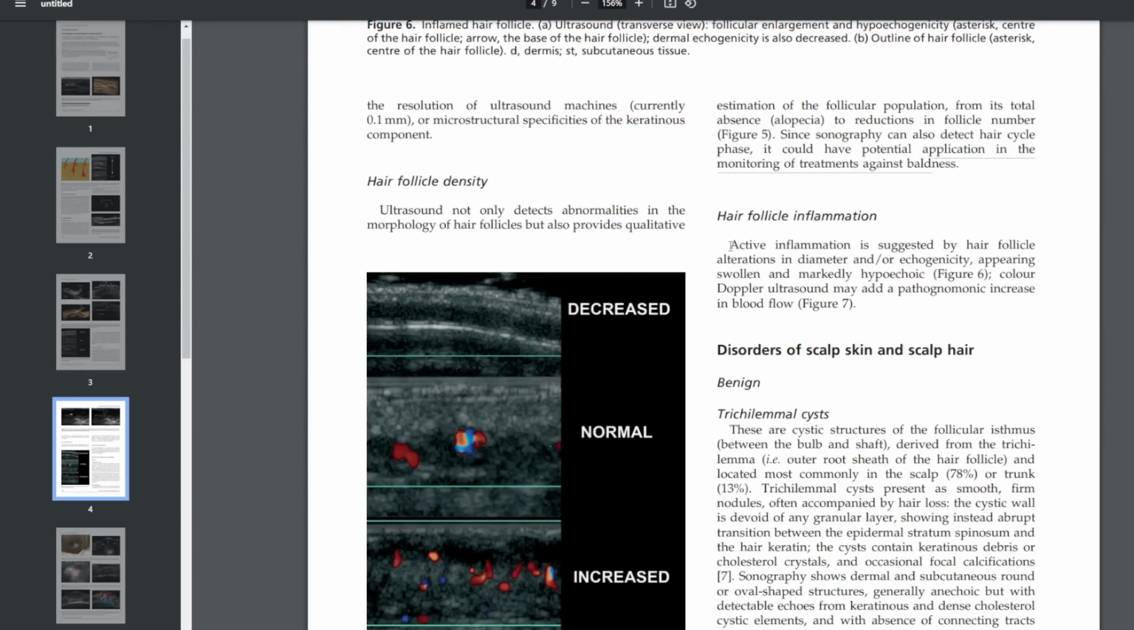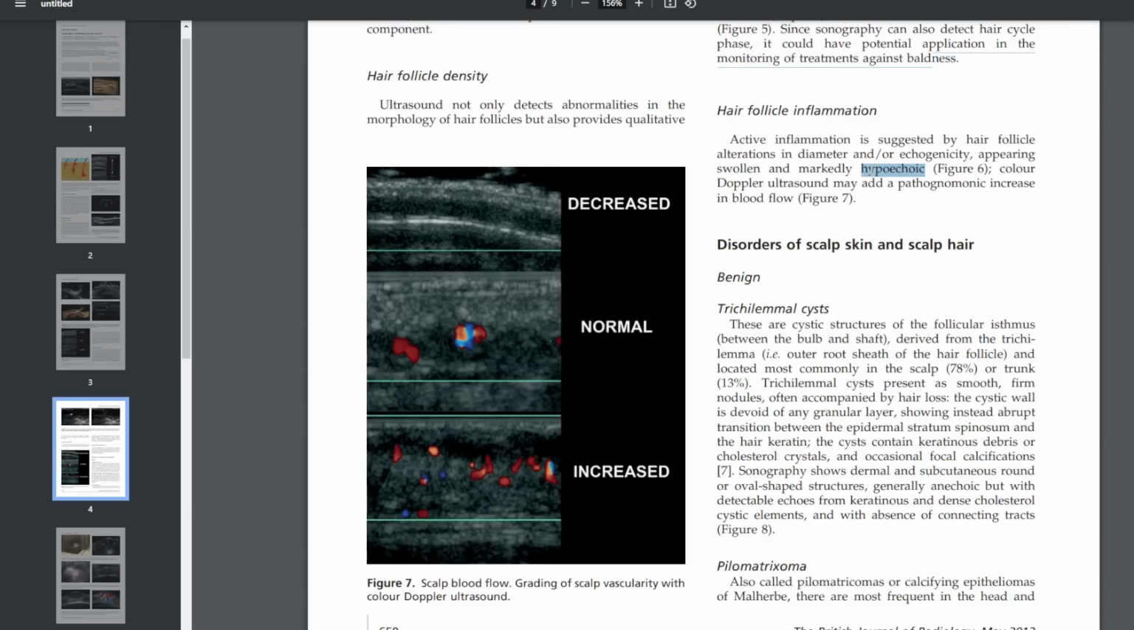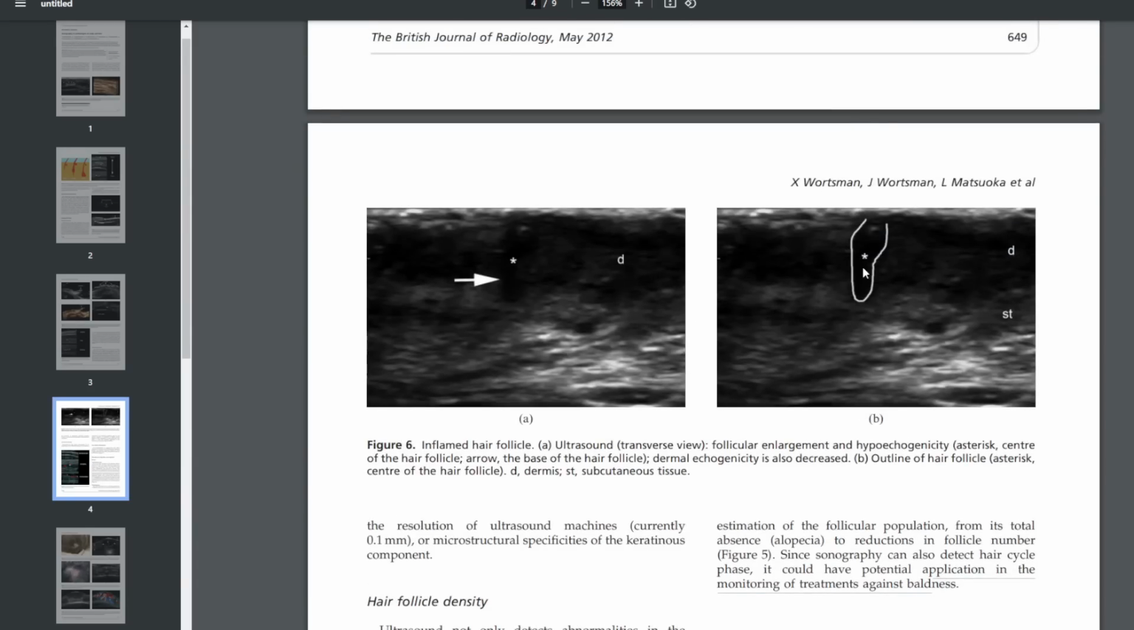Okay, so let's read this section over here, titled, quote, active inflammation is suggested by hair follicle alterations in diameter and/or echogenicity, appearing swollen and markedly hypoechoic. Color Doppler ultrasound may add pathognomonic increase in blood flow, unquote. So hypoechoic essentially means you can tell if an area is swollen or inflamed in an ultrasound by it being excessively darker. And the reason why it might be darker could be due to its structural properties. So it could be made out of less dense tissue or just have different acoustic properties than the surrounding tissue.